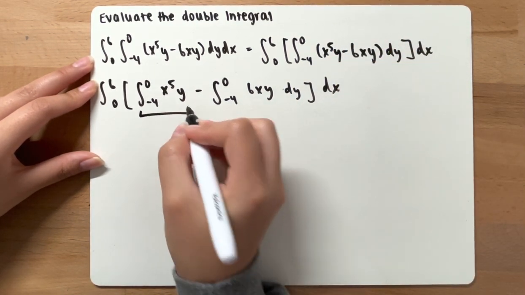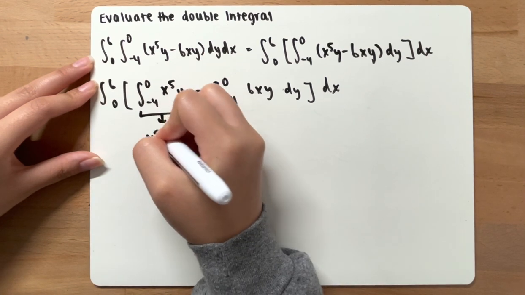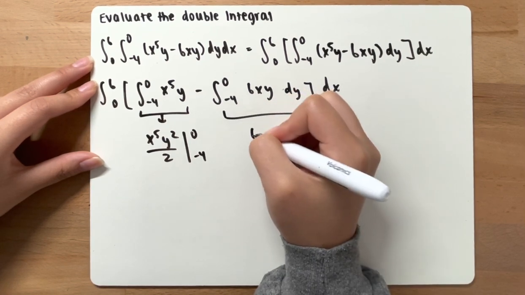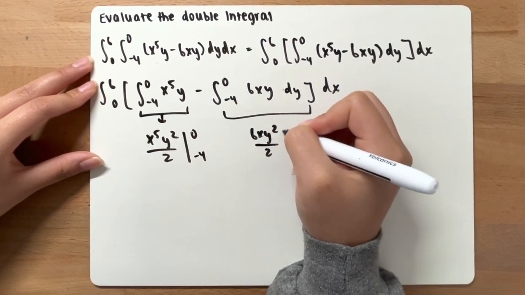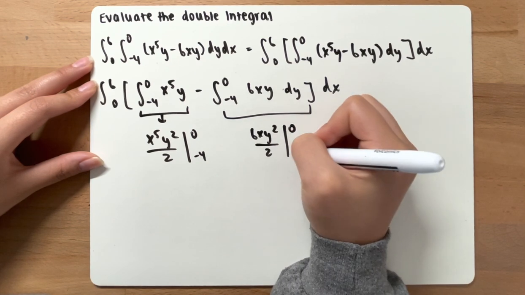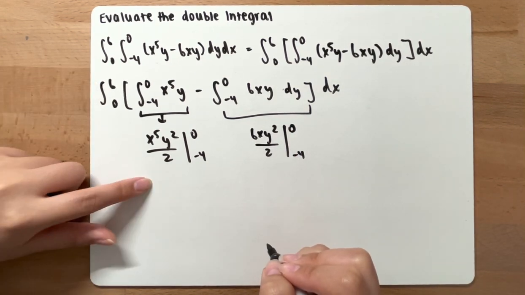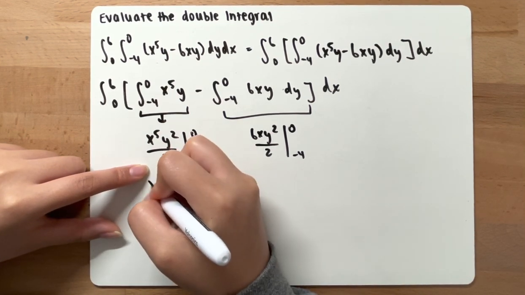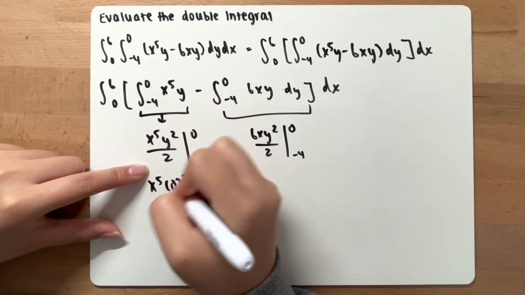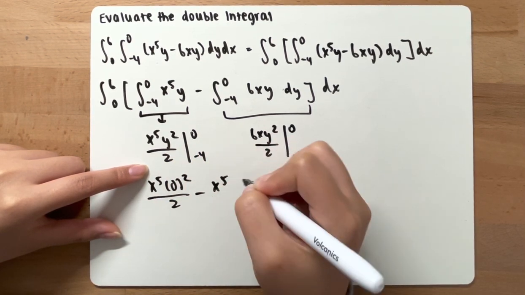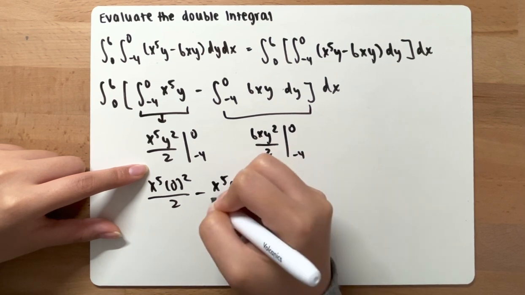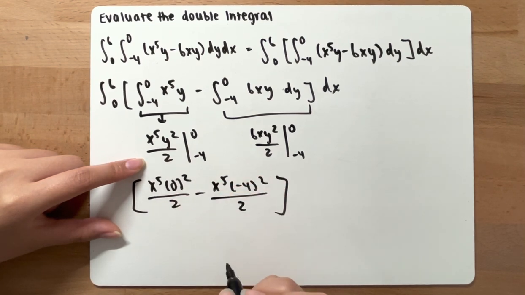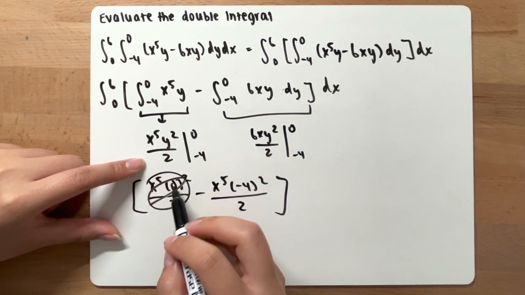Okay, now integrate this. You have x^5 y squared over 2 with the boundaries 0 to -4, and 6xy squared over 2 with the boundaries 0 to -4. And if you evaluate this with boundaries, you have x^5 times 0 squared over 2 minus x^5 times -4 squared over 2. So this will be for this, okay? This will cancel out because 0 times anything is 0.